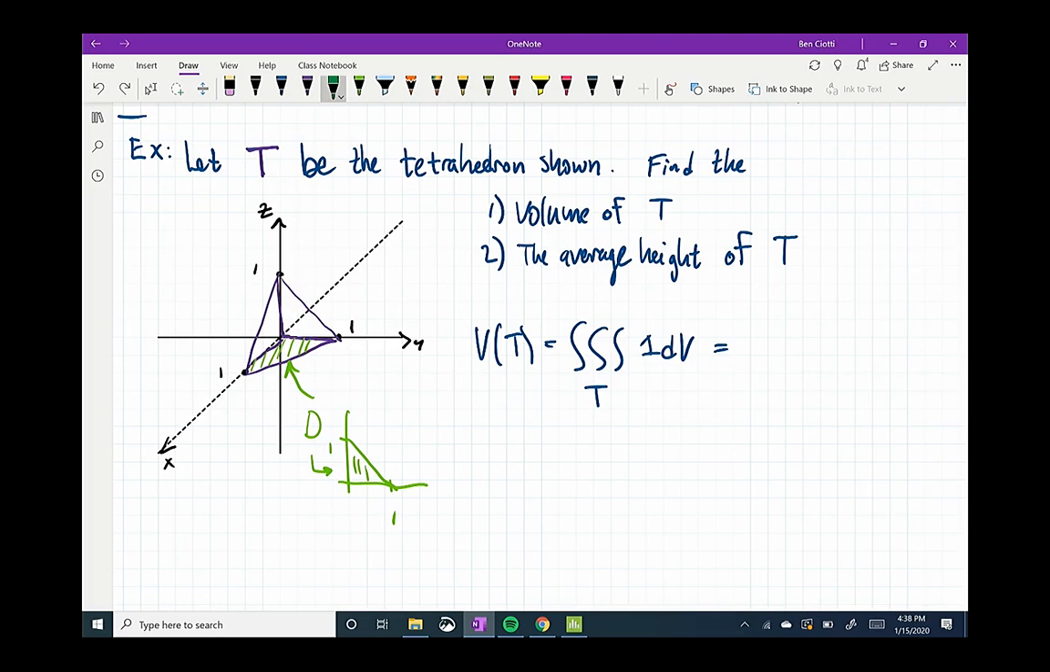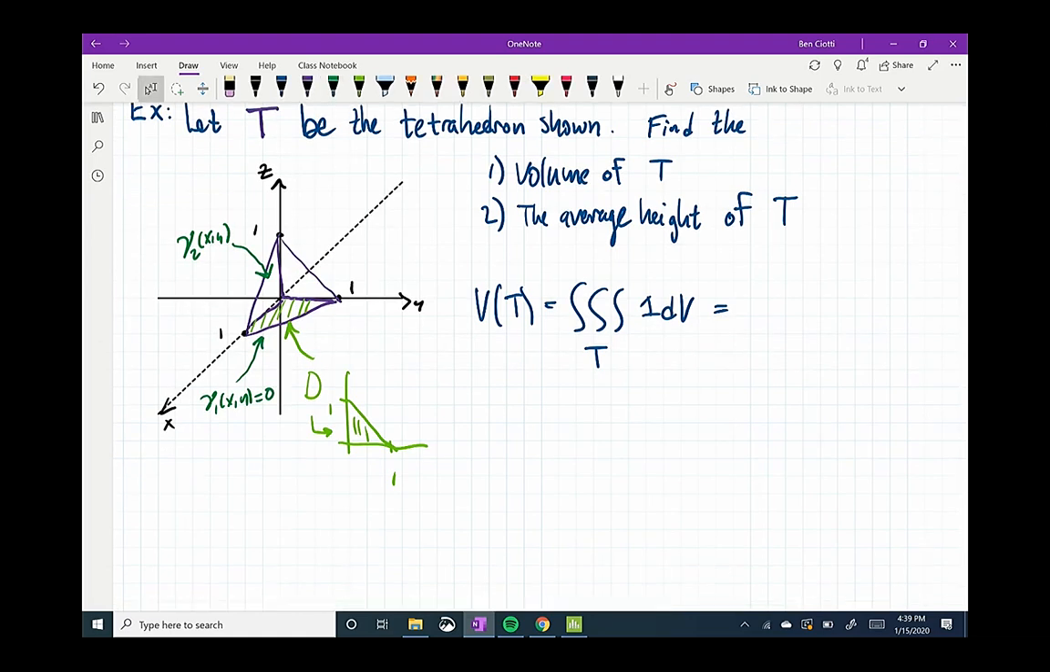Okay, so the top plane is what we were calling gamma 2 of xy. The bottom plane was gamma 1 of xy, and that's just where z is equal to 0. But what about the plane on top? How do we figure out the equation of that plane? This is something that you're supposed to do in like 20C, I think. So this is section 1.3.